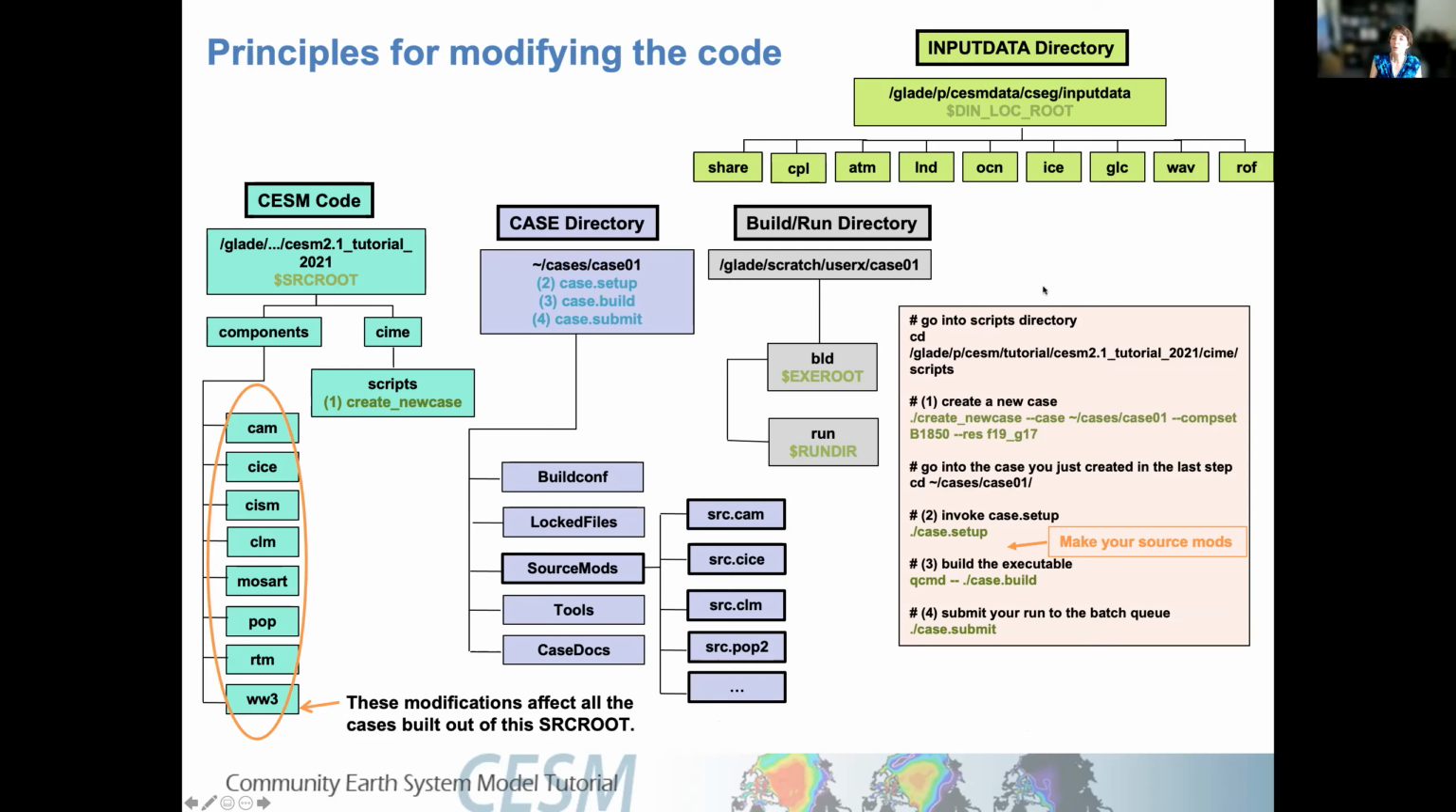And where do you do your source modification? You have to do your source modification before you build the executable. And if you have built already, then you will need to redo this step. And after you do source modification, you always have to do step 3 and step 4, build and submit. And again, the modification that you do here, as I was saying earlier, will affect only your current case, while if you put the modification there, it will affect every run you do.